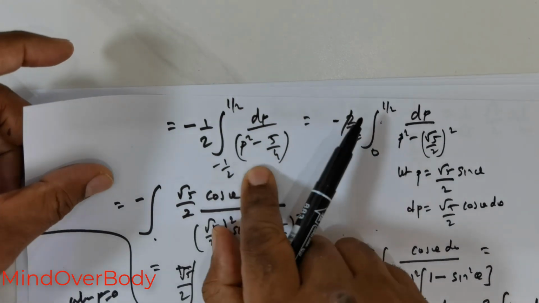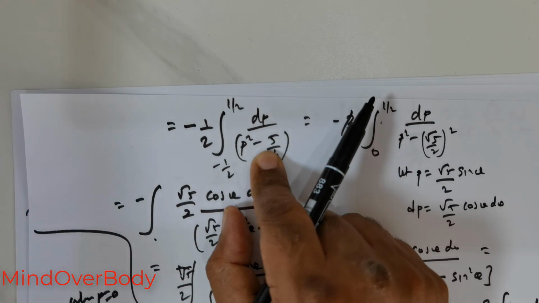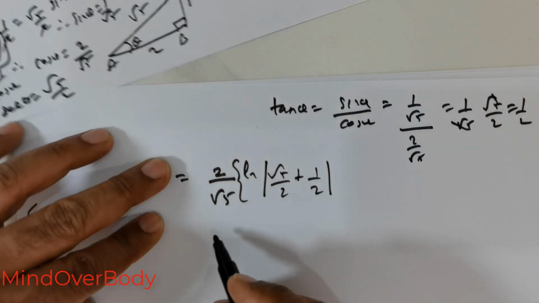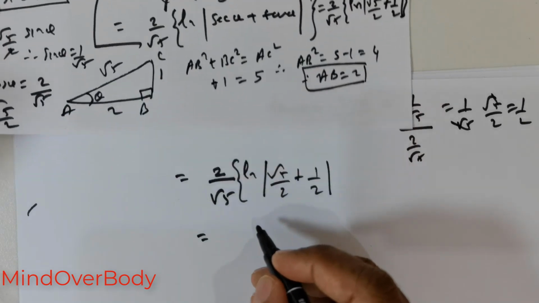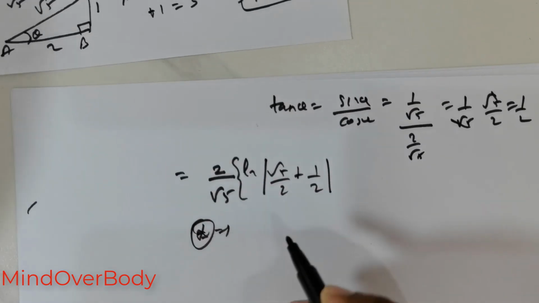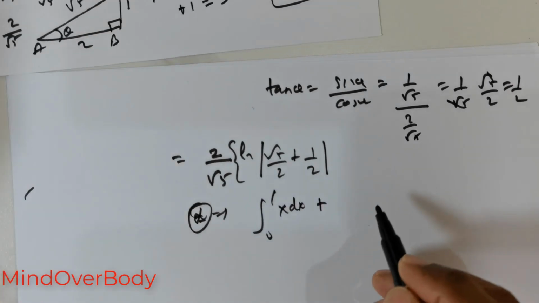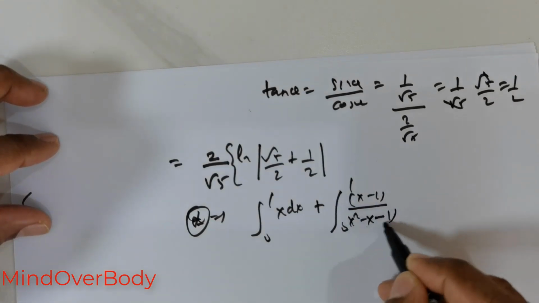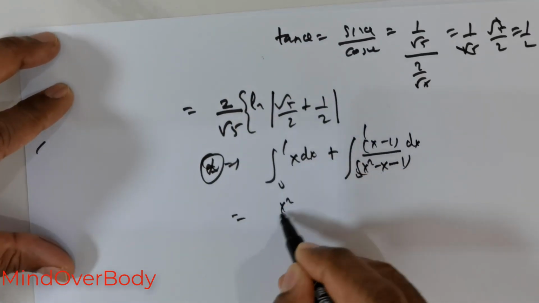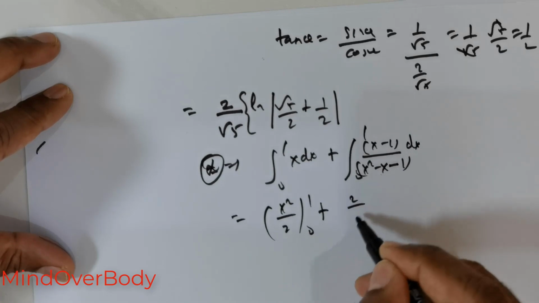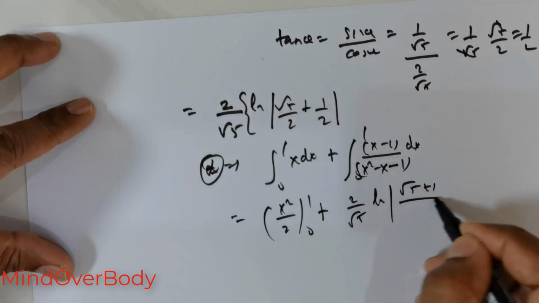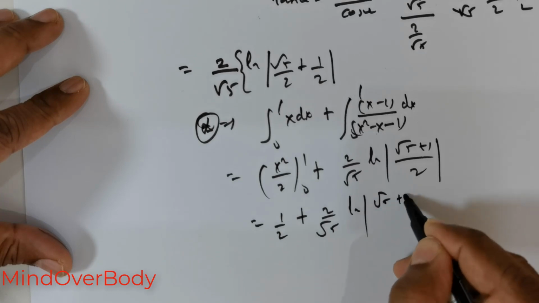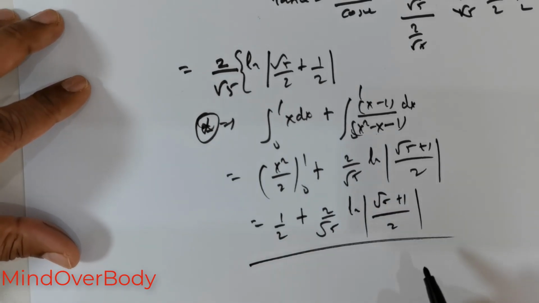Right? So this has to be taken and substituted over here. So when you substitute that, what do you get? This implies I am taking alpha is integral 0 to 1 x dx plus integral 0 to 1 x minus 1 divided by x squared minus x minus 1 times dx. So if you integrate this, you get x squared over 2, limits are 0 to 1. This quantity is 2 over root 5 ln modulus root of 5 plus 1 divided by 2. So this is equal to 1 over 2 plus 2 over root 5 ln modulus root of 5 plus 1 divided by 2. So this is the solution when we use trigonometry.